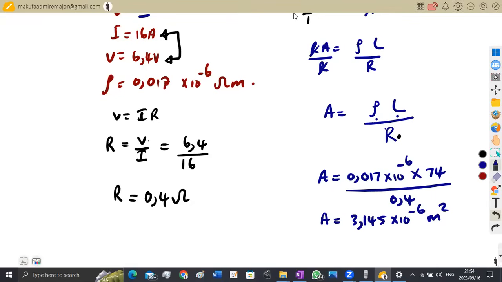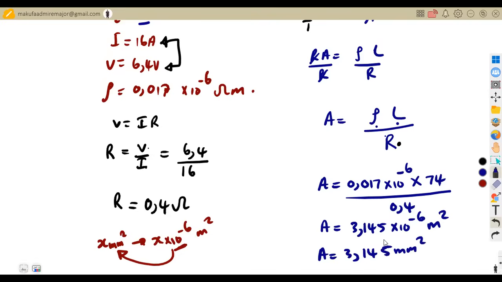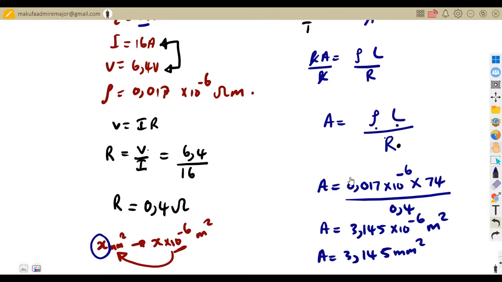But I want you to understand what I explained before. Remember, to convert an area that is in square millimeters to square meters, you multiply that number by 10 to the exponent of -6. So if you see times 10 to the exponent of -6, it means that area is directly in square millimeters. So we are going to obtain our area as 3,145 square millimeters. We are simply converting this back to where it was before. Or you can just leave your answer in square meters as it is, or you can write it in square millimeters. So that was the idea.